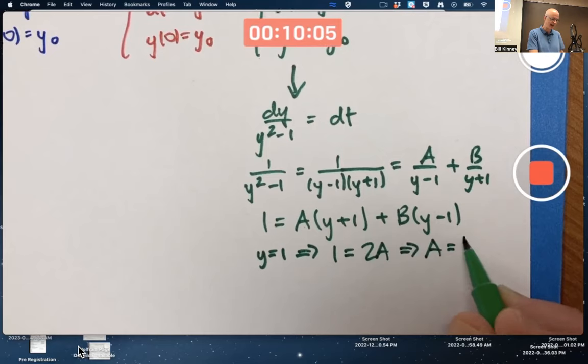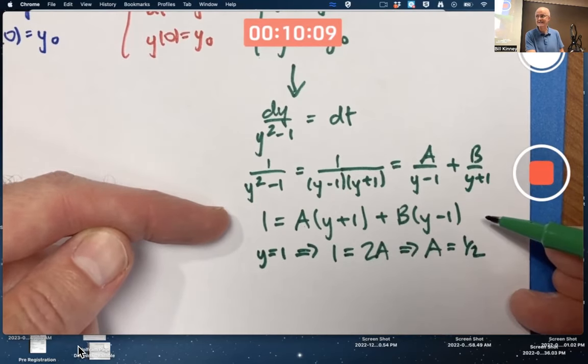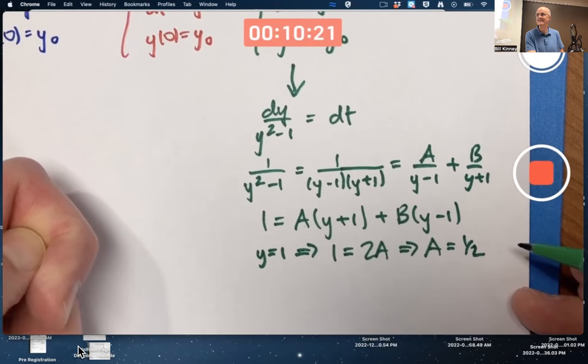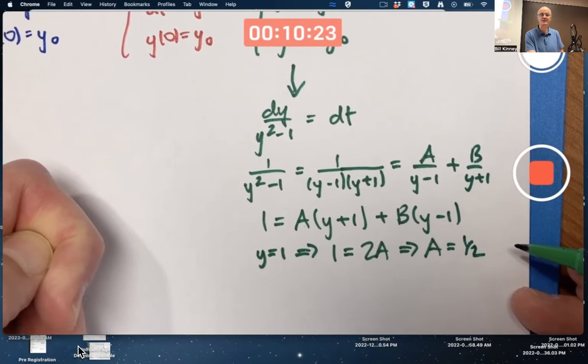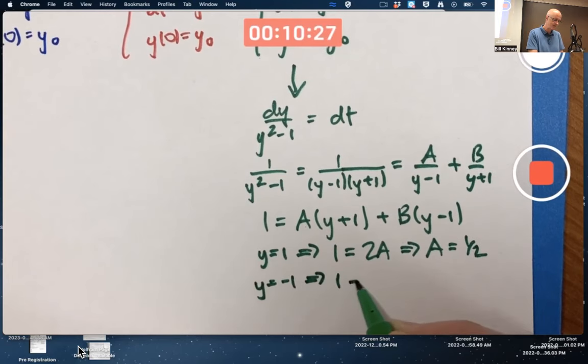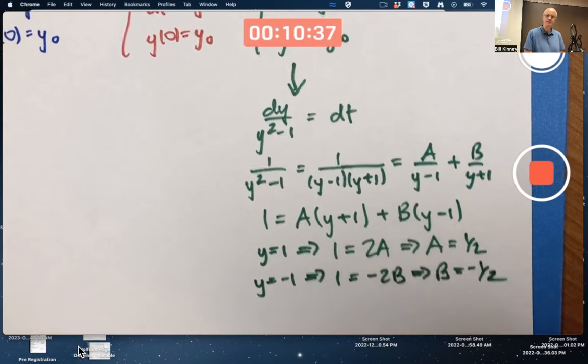A is going to be 1/2. You want this equation here to be true no matter what y is. So if we pick special values of y, like 1 and -1, we can solve it for those special values of y, and it does turn out that that makes it work no matter what y is. Maybe that's not obvious, but it is true. If I pick y to be -1, the a term will go away. I'll get 1 is -2b, so b is -1/2.